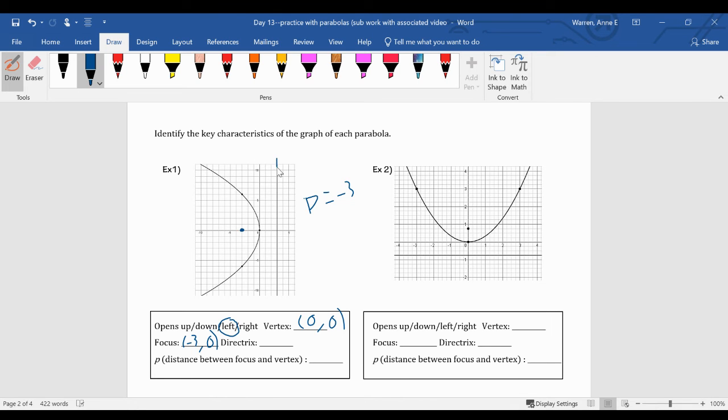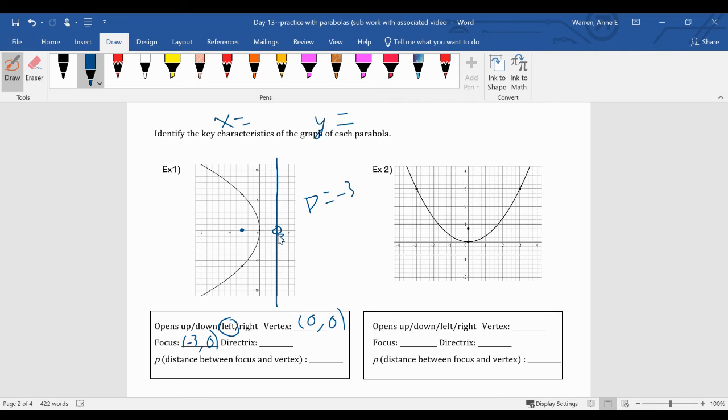Next, it asks for the equation of the directrix. So this vertical line here is the directrix. Remember, a vertical or horizontal line will always have the equation either x equals some number or y equals some number. When I'm looking at a vertical line, I'm thinking about which value is constant this whole time. So this line crosses through where x is equal to 3.